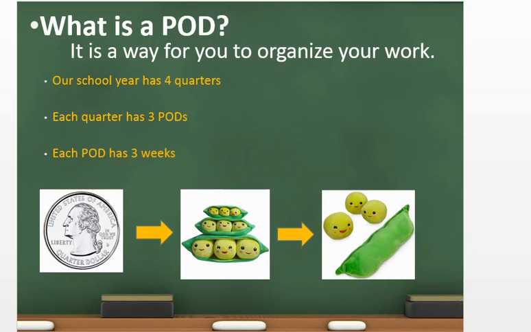The school calendar is broken into pods, and you may ask, what is a pod? It's a way to get organized as you work. Our school year is broken down into 4 quarters, like a traditional high school, but each quarter is broken into 3 pods, just like I'm showing with my little pea pods here at the bottom. And each pod is broken into 3 weeks. So what that means is you'll see all of your work 3 weeks at a time, and you can work ahead if you want. You can work on all 3 weeks within a pod at one time.